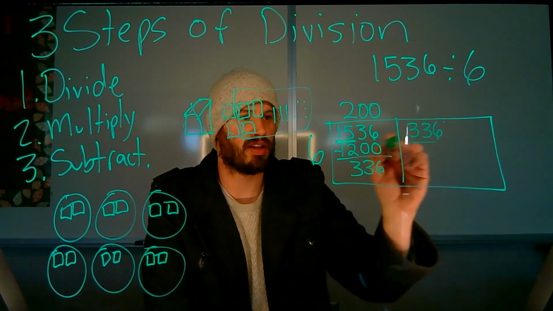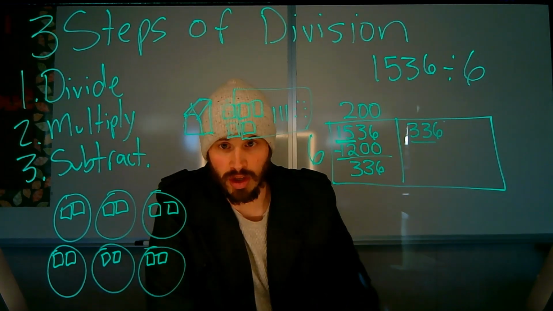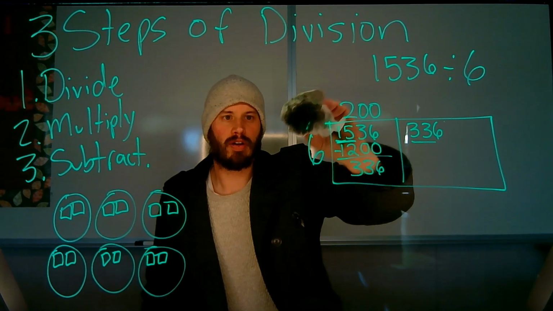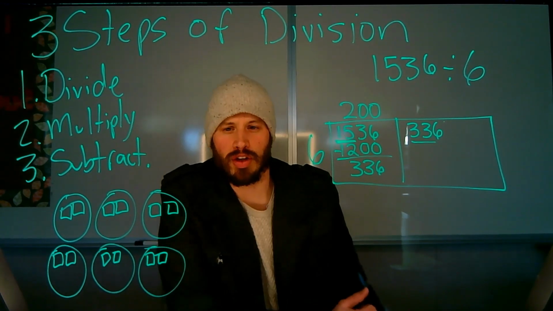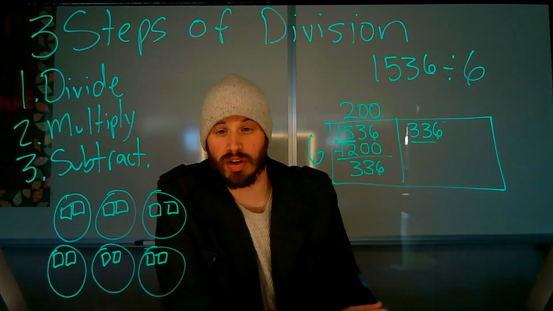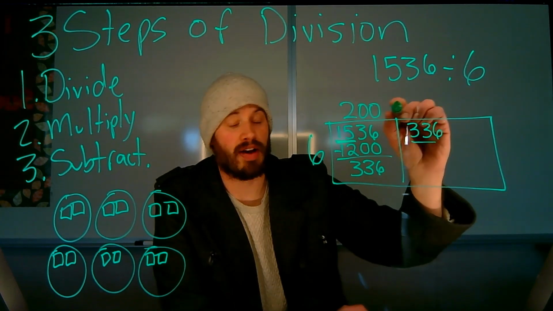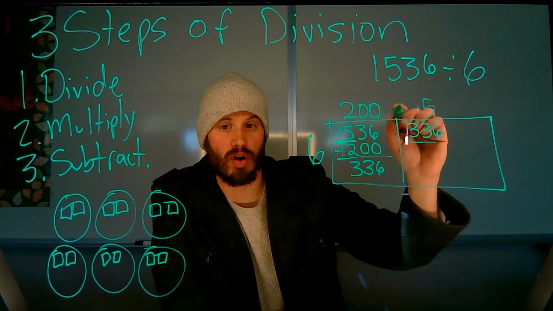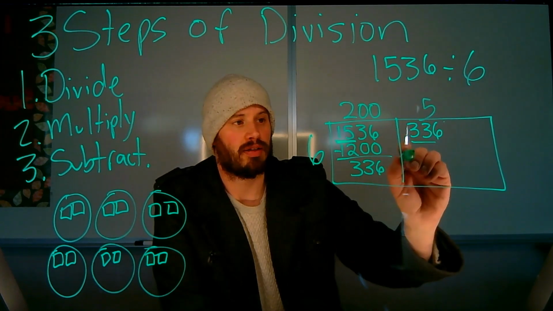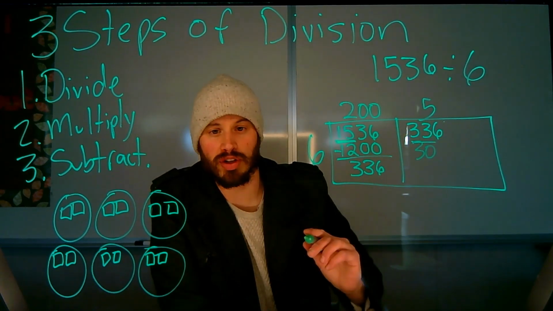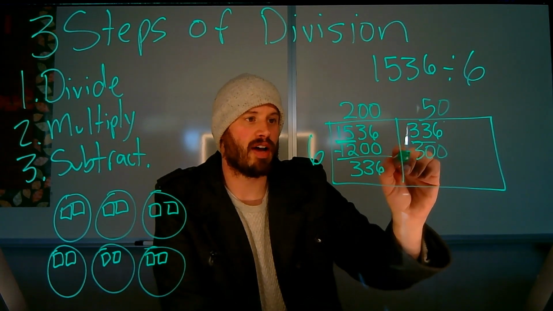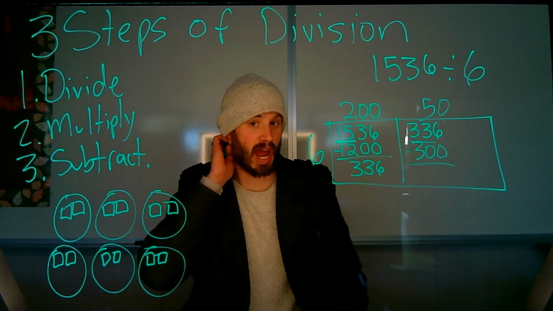So now I start a new area model. Again, I can't divide the 3, so I'm looking at 33 using my knowledge of multiplication or skip counting. I know I would have to skip count by 6 5 times. 6, 12, 18, 24, 30 to get close to 33. I can't get exactly to 33. Fill in the place values, and again, I subtract, right?